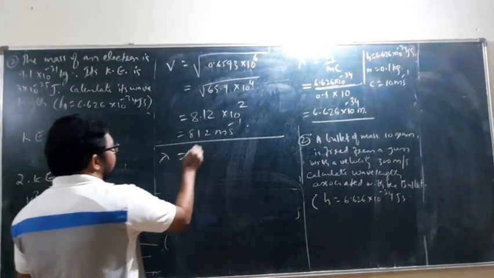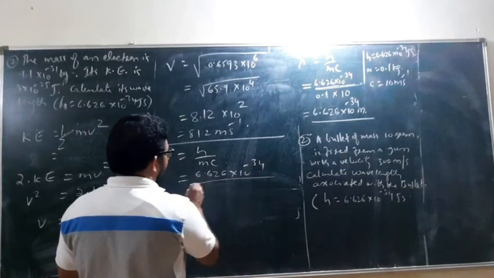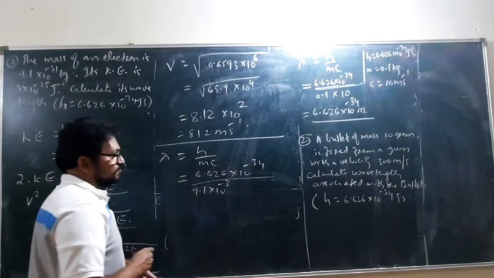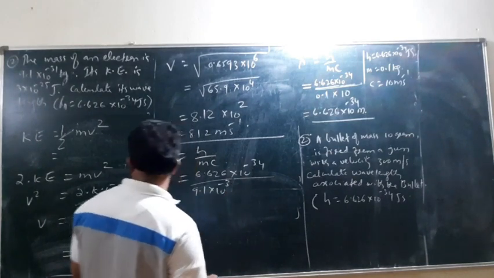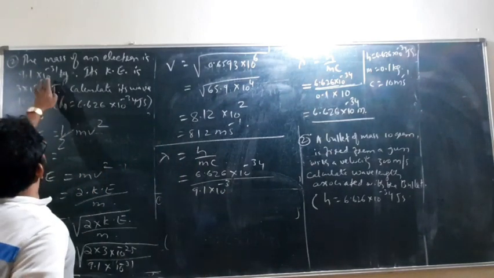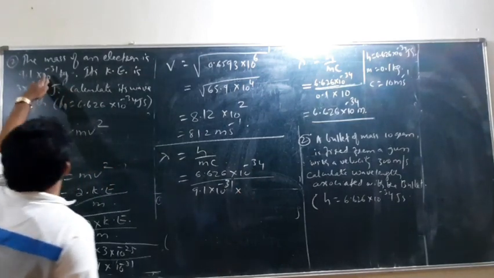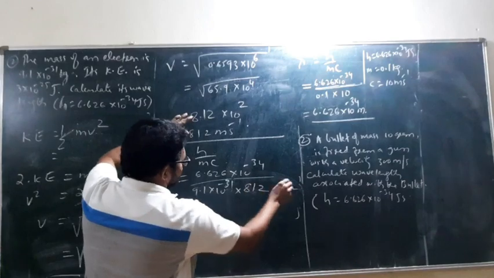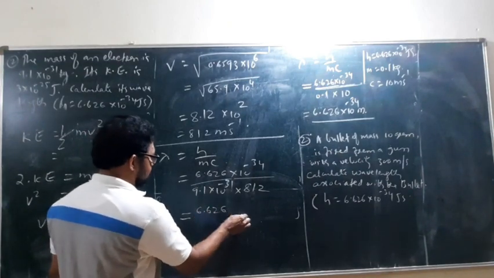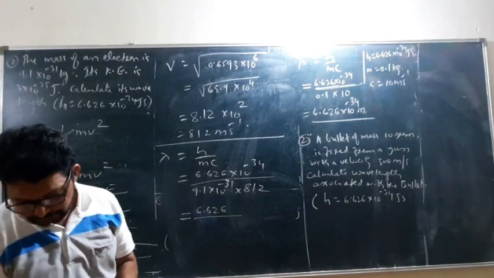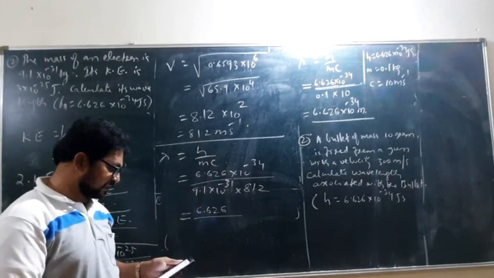Now the next part is lambda equal to h upon m into v. Now you have to apply this. 6.626 into 10 raised to minus 34 divided by 9.1 into 10 raised to minus 31, the mass of the electron, into the velocity you have calculated, 812. Working this out, 6.626 divided by 9.1 into 812.